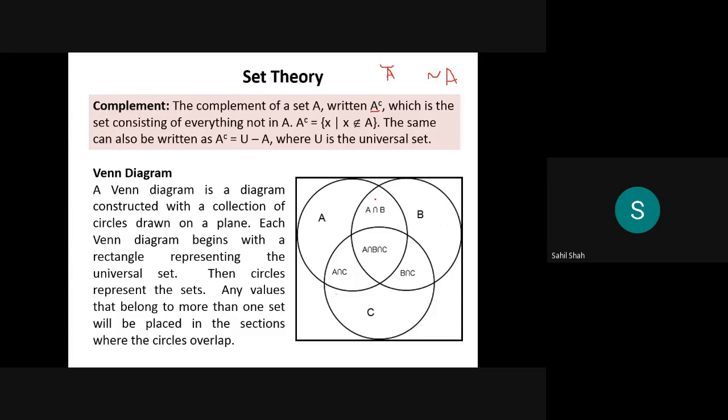If I am observing the intersection of A and B, it will be denoted using A intersection B. If I am observing the intersection of all the three sets together, I will represent it like A intersection B intersection C. Common elements in all the three sets. This one, A intersection C. Which part? This part. Okay. And this one, B intersection C. These are the elements present in the Venn diagram. This is very crucial to know. Okay.